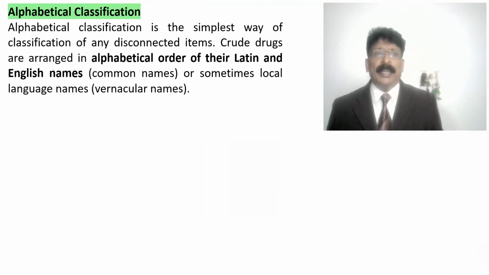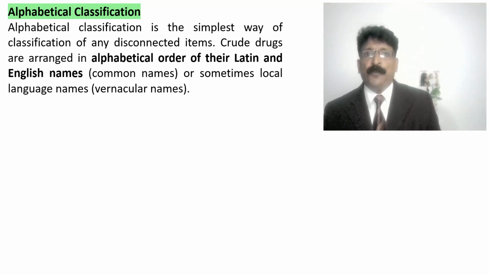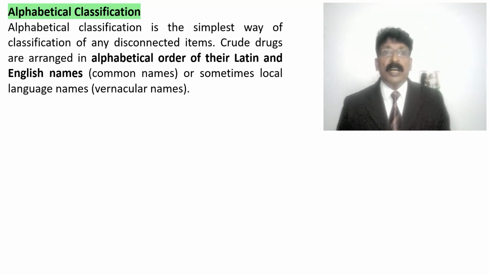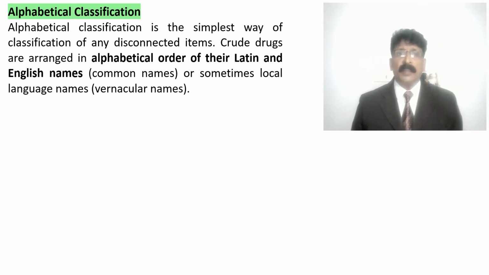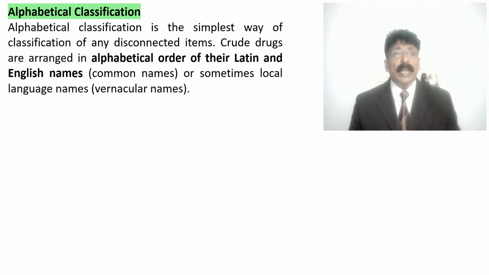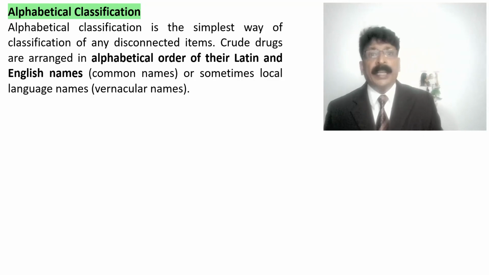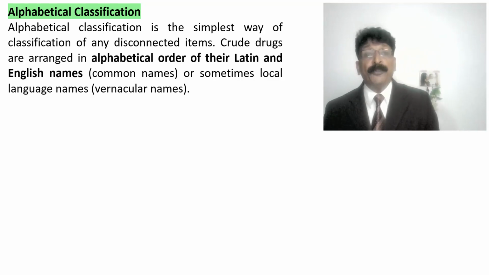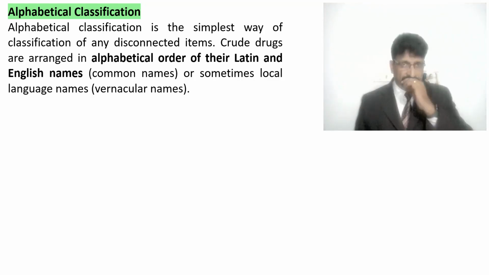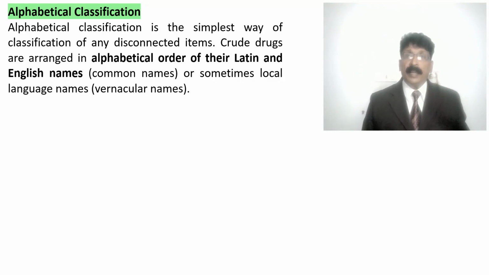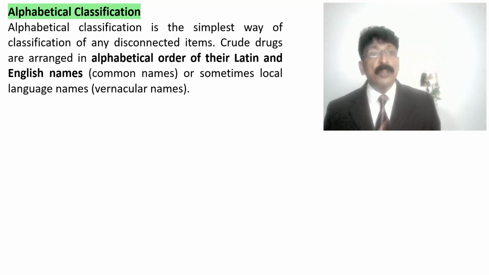Alphabetical classification is the simplest way of classification of any disconnected items. Crude drugs are arranged in alphabetical order of their Latin and English names, common names, or sometimes local language names, which are called vernacular names.